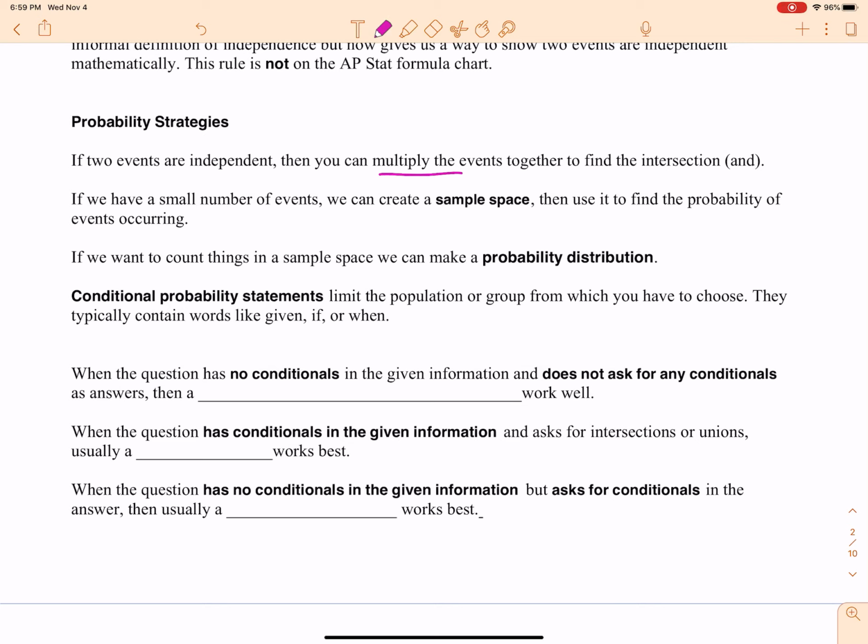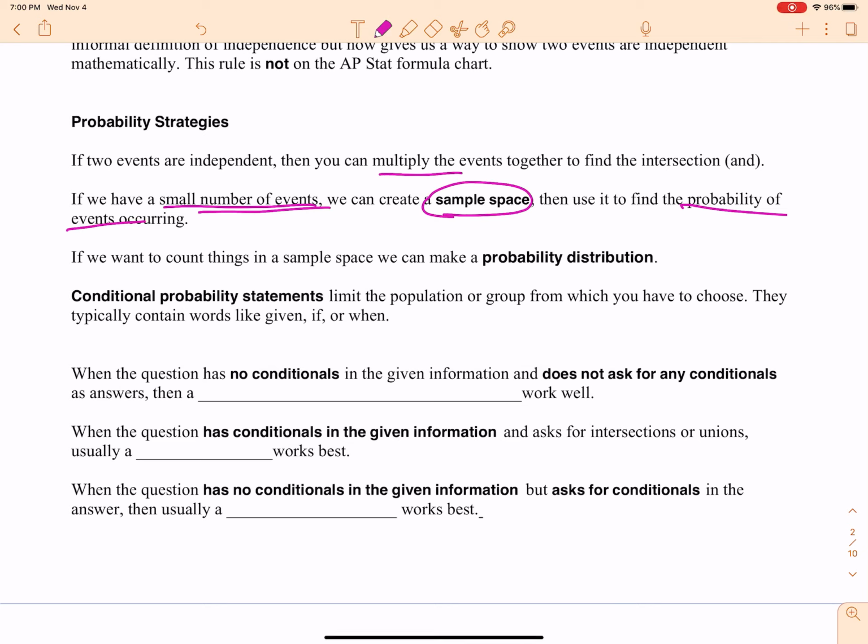And then remember, if we've got a small number of events, we can always just create the sample space like we did with the coin toss problem, where I tossed the coin 3 times and wanted you to list the sample space. So there were just 8 outcomes there. So the sample space was small, so it was easy to write out. And then you can just look at it to find the probability of events.